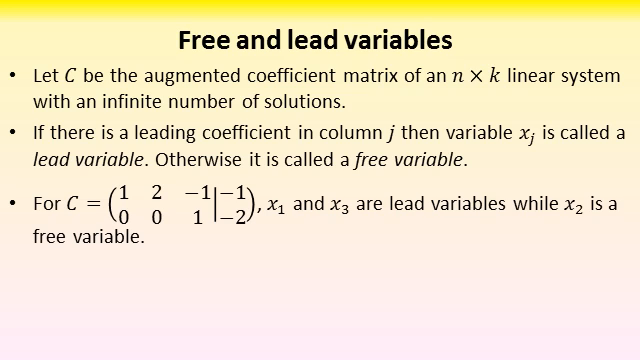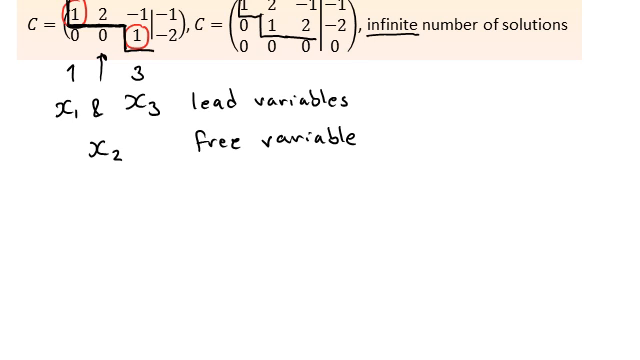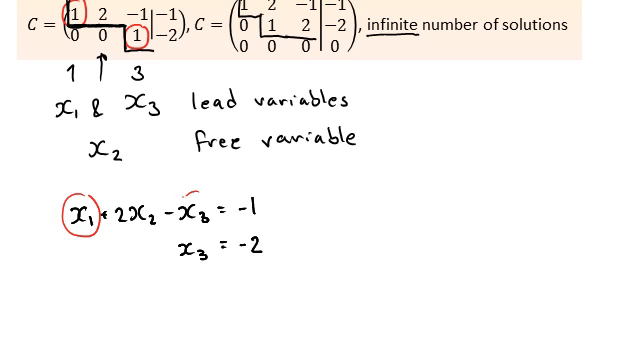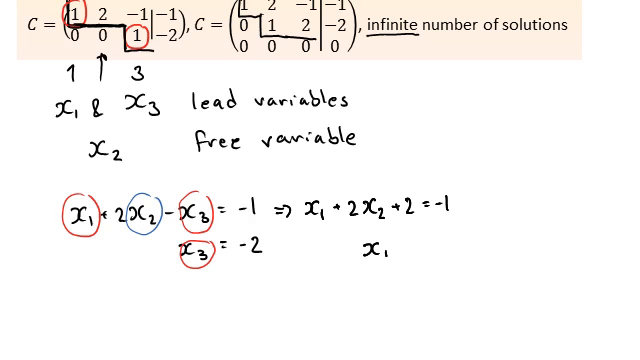The point of identifying lead and free variables is then the following. You can always write a solution for all the lead variables in terms of the free variables. To illustrate this, we again look at this example. The corresponding system is, keep in mind, x1 and x3 are lead variables, while x2 is a free variable. So I should find the solution of x1 and x3 in terms of x2. And in this case, it's quite simple. If I plug x3 equal to minus 2 into the first equation, x1 is equal to minus 3 minus 2x2. I have expressed the solution of x1 and x3 on the left-hand side with x2 on the right-hand side.